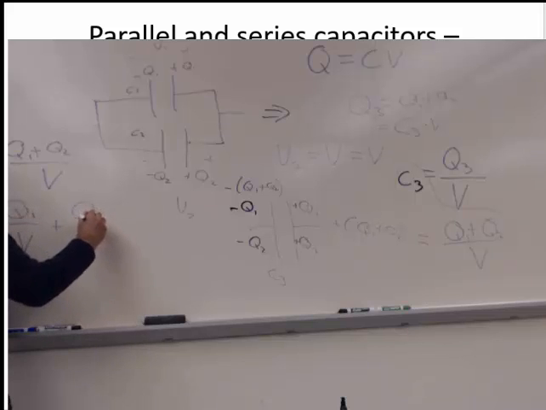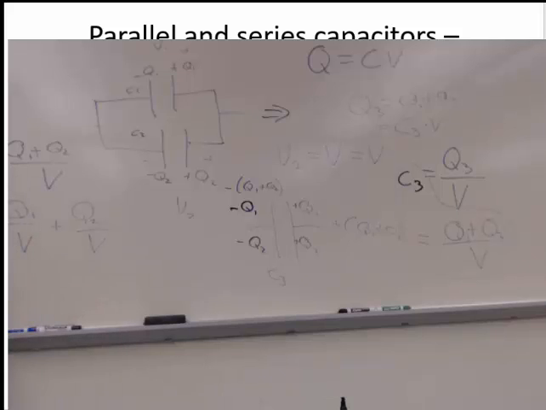plus Q2 over V. But what's Q1 over V equal to? This is equal to C1. This is equal to C2. So when I put two capacitors in parallel, the equivalent capacitance is equal to the sum of the two capacitors that I'm putting in parallel. That's when you have parallel capacitors.